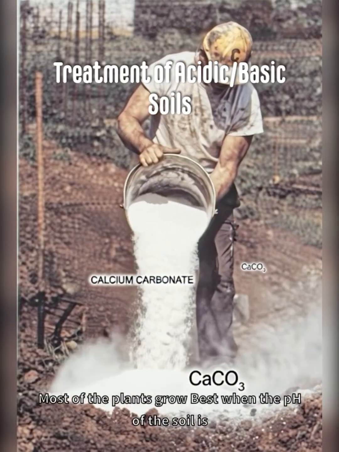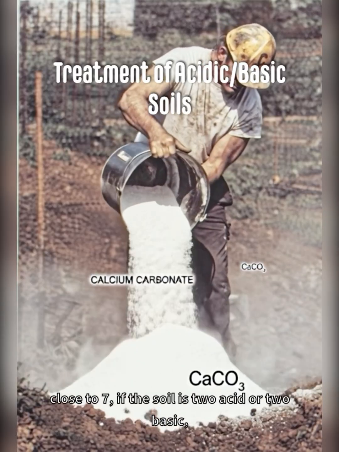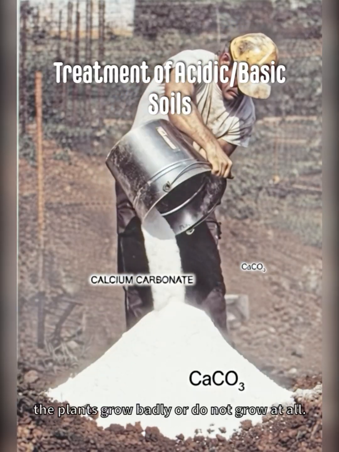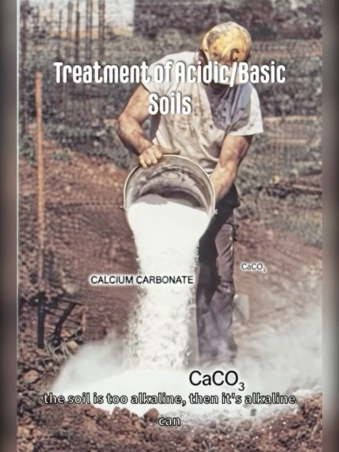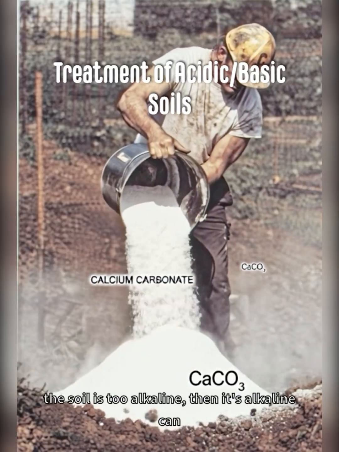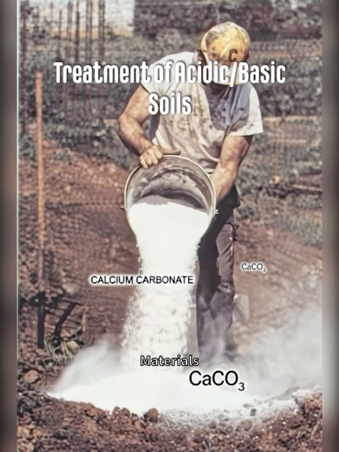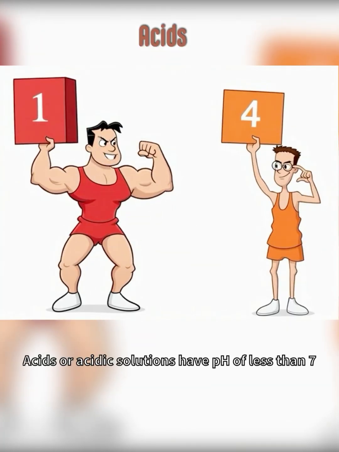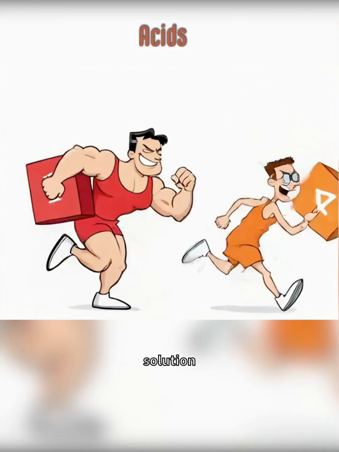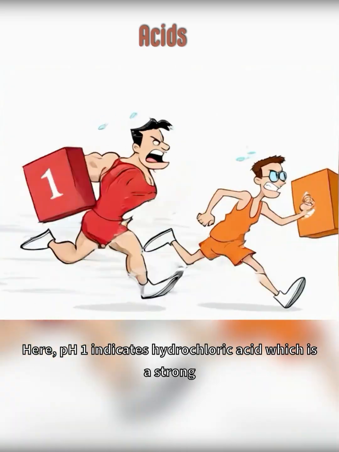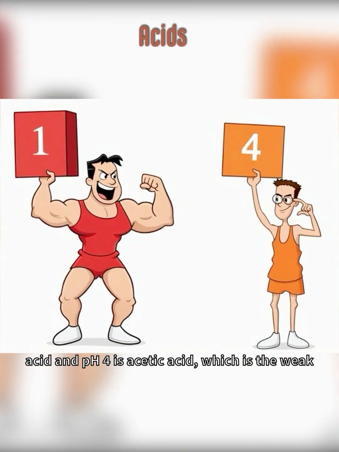Most plants grow best when the pH of the soil is close to 7. If the soil is too acidic or too basic, the plants grow badly or do not grow at all. If the soil is too alkaline, then its alkalinity can be reduced by adding decaying organic matter, manure or compost, which contains acidic materials. Acids or acidic solutions have a pH of less than 7. A solution with pH 1 indicates hydrochloric acid, which is a strong acid, and pH 4 is acetic acid, which is a weak acid.